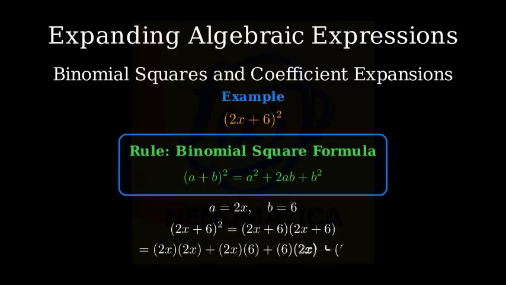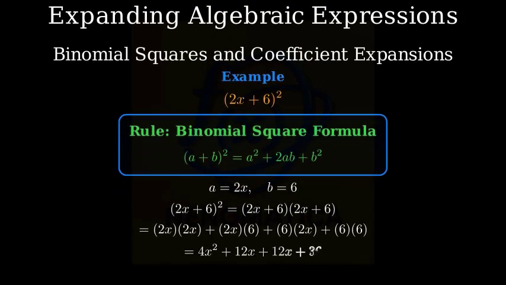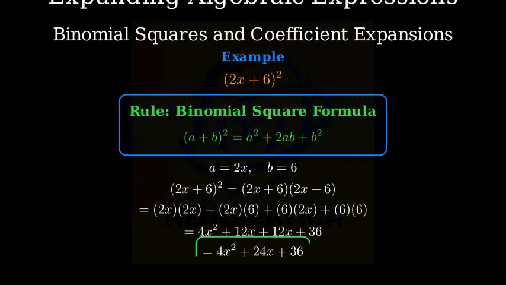Next, we distribute the first 2x plus 6 over the second 2x plus 6. This gives us 2x times 2x, which is 4x squared, plus 2x times 6, which is 12x. Then we have 6 times 2x, which is 12x, plus 6 times 6, which is 36. Now we combine like terms. We have 4x squared, plus 12x, plus 12x, plus 36. Since 12x plus 12x equals 24x, our final result is 4x squared plus 24x plus 36.